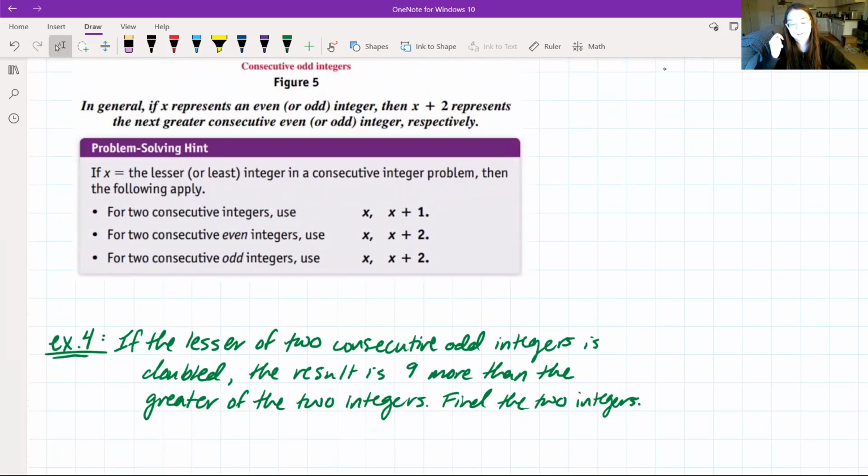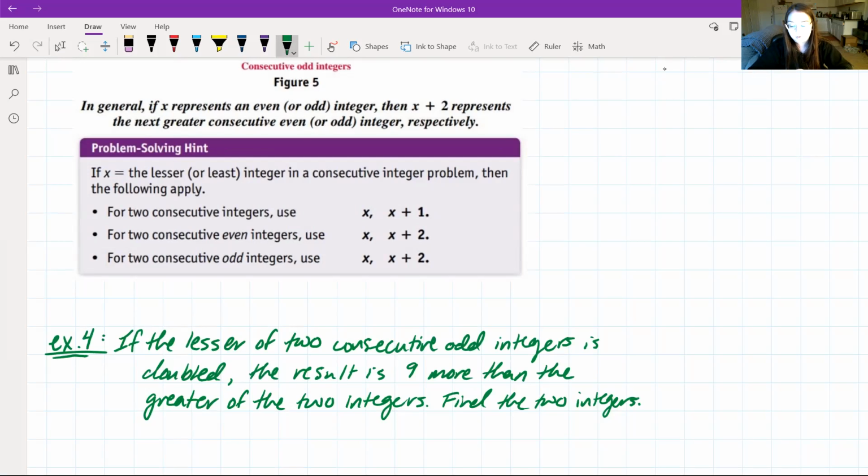So another problem-solving hint. If x is equal to the lesser or the least integer in a consecutive integer problem, then the following apply. For 2 consecutive integers, we use x and x plus 1. For 2 consecutive even integers, we use x and x plus 2. And same goes for consecutive odd integers. We use x and x plus 2. So kind of using these hints, we're going to go ahead and do an example.